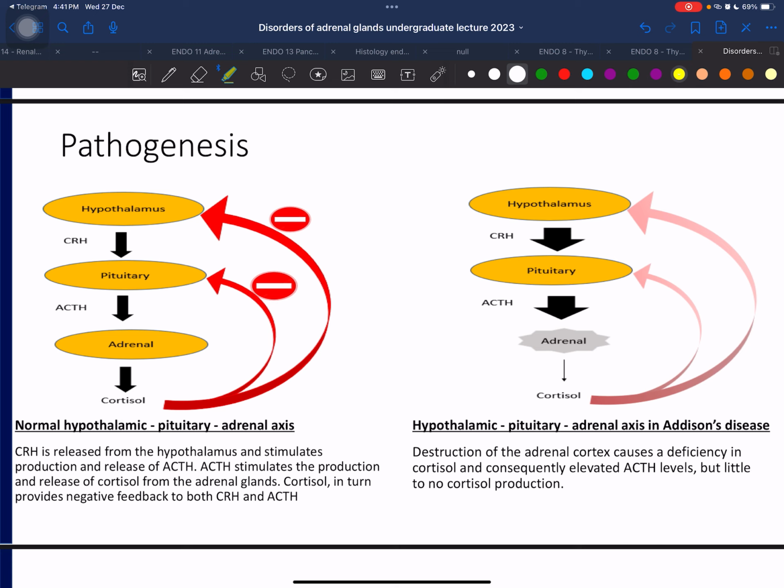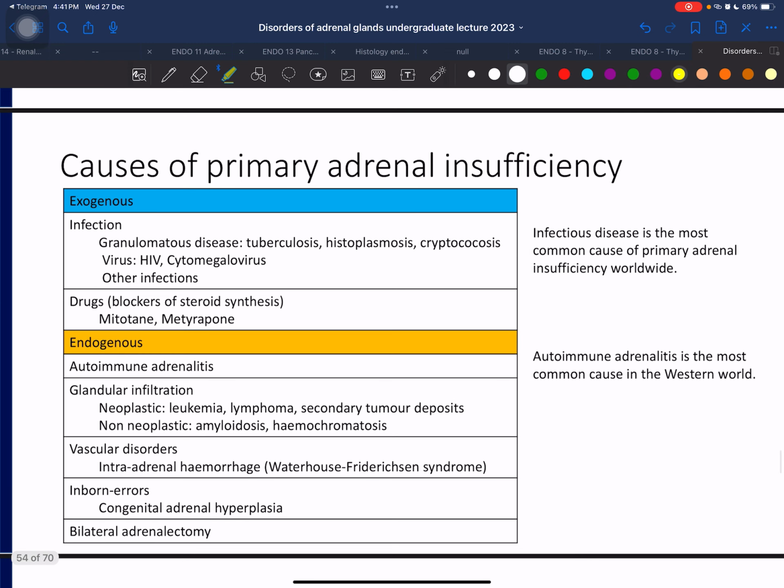Okay, so again, you need to know what are the exogenous and the endogenous causes. Okay, so generally worldwide, infectious disease is the most common cause of primary adrenal insufficiency, but we are seeing more and more autoimmune cases, especially in the Western or the modernized part of the world, where infection is no longer a concern for them. Okay, so you just need to know what are the different causes.